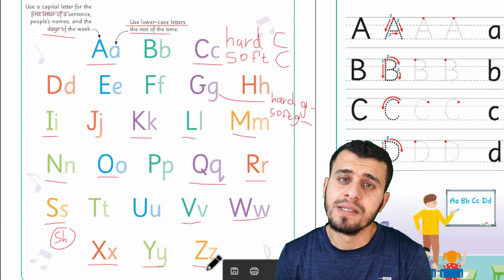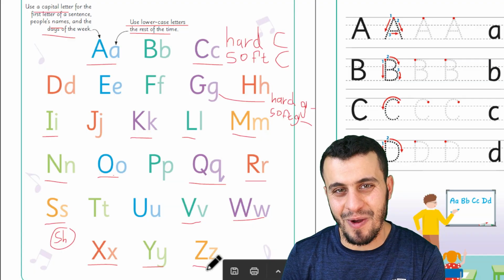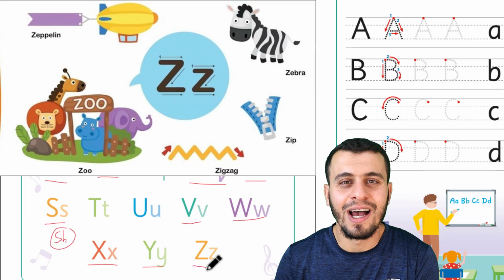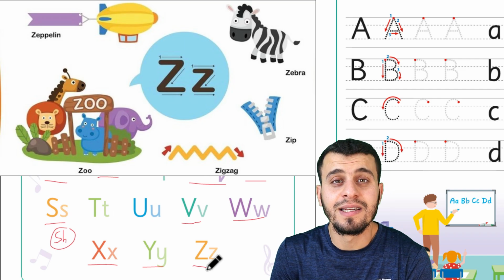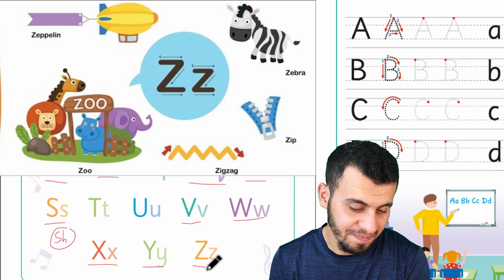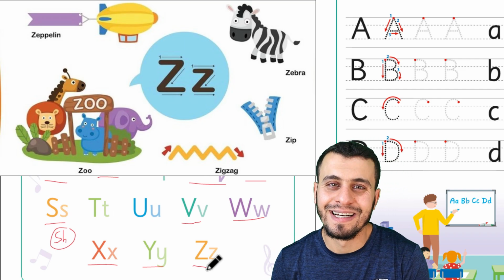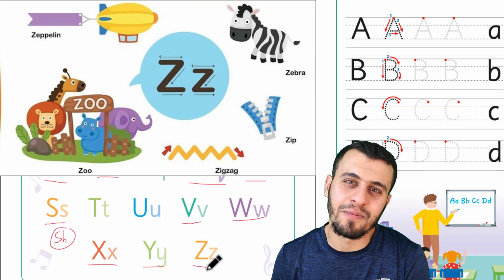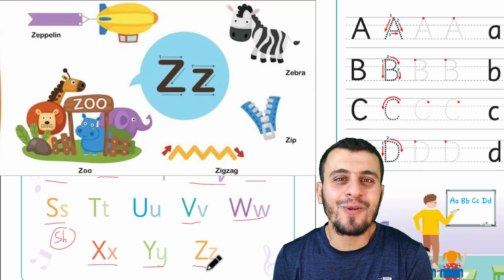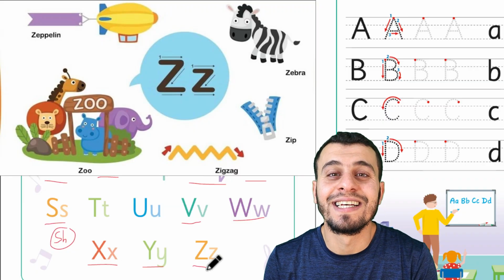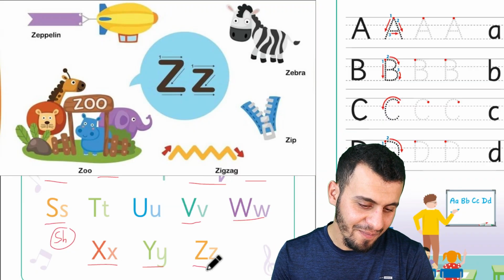Z is British, Z is American. Zebra. Okay? Z for zebra. Okay?